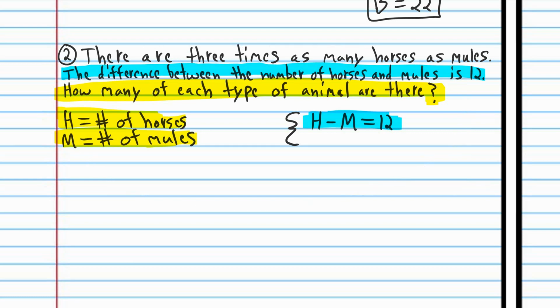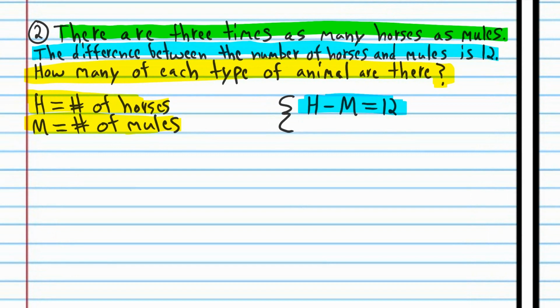Again, you need to do those two steps first before you start complaining about the difficulty of these problems. Now when we get to this sentence, there are 3 times as many horses as mules. You can complain if you want to, because that's the hard part. So there are 3 times as many horses as mules. So that means h is equal to 3m. Now again, a lot of students will say m is equal to 3h. That's a very common mistake.